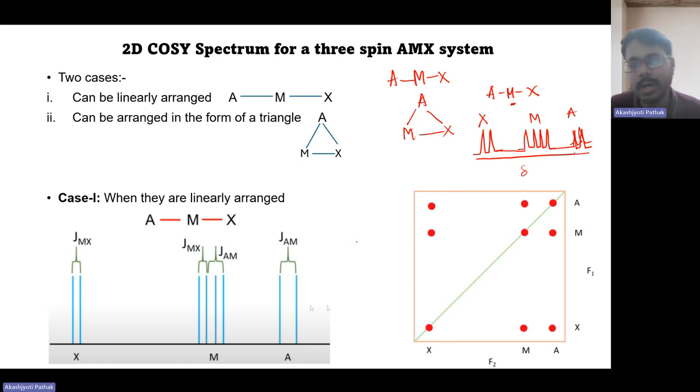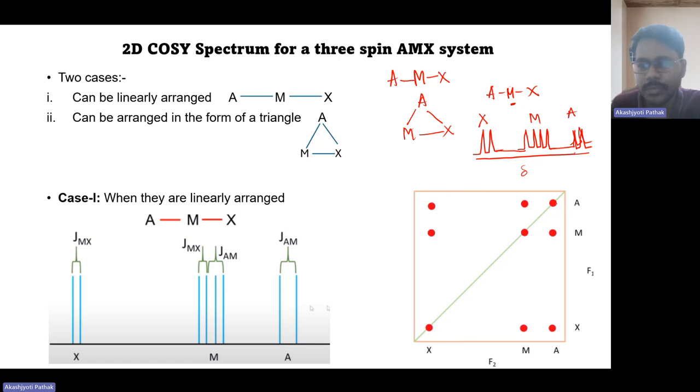And if you now take the 2D COSY of this AMX linearly arranged system, then what will you get? You have three spins. In a 2D COSY spectra, you have two axes. One is the F1 axis, another is the F2 axis. In the F1 axis, the corresponding frequencies have been written: the frequency corresponding to A spin, M spin, and X spin. Then in the F2, similarly, A spin, M spin, and X spin.